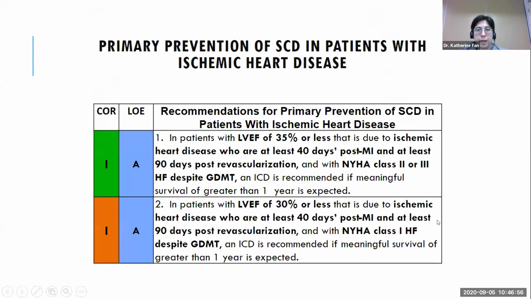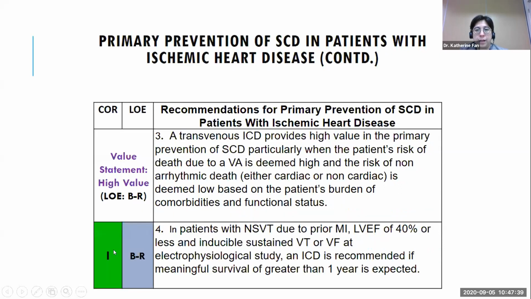The primary prevention of sudden cardiac death in ischemic heart disease is listed here. Basically, you look at ejection fraction of 35% or less due to ischemic heart disease in patients who are at least 40 days post-MI and at least 90 days post-revascularization, New York Functional Class 2 or 3 despite guideline-directed medical therapy. The second one is ejection fraction of 30% or less, ischemic heart disease, at least 40 days post-MI, at least 90 days post-revascularization, this time New York Functional Class 1. This is also given a Class 1 indication in this guideline.